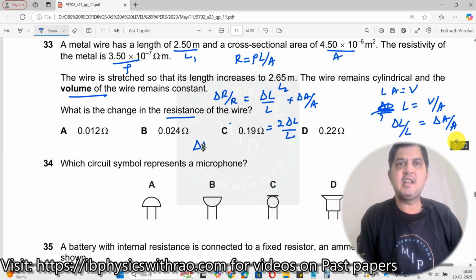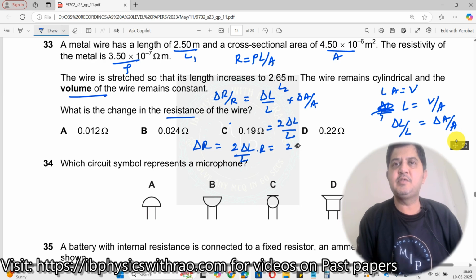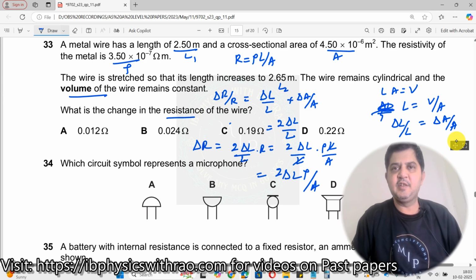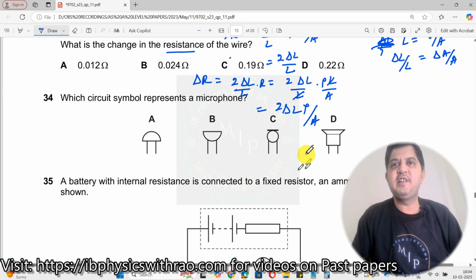So thus delta R, that's what I need, will be equal to 2 times delta L by L into R. And what is R? R equal to rho L by A. Let us substitute that also: 2 delta L by L into rho L divided by A. L and L go away. So I get 2 times delta L rho divided by A. Now what's the next step? Just need to substitute.